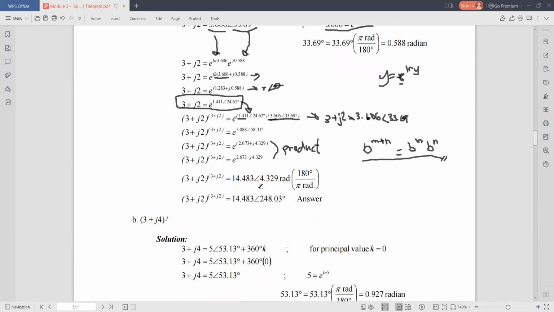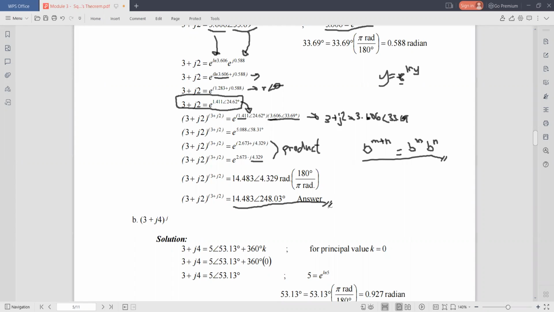Okay, so for this, we convert from exponential form to polar form. So your e raised to 2.63 is just equal to 14.483. And then for your angle, we convert from radians into degrees, which is equal to 248.03. So this is now your final answer.